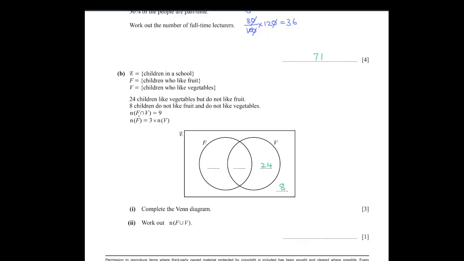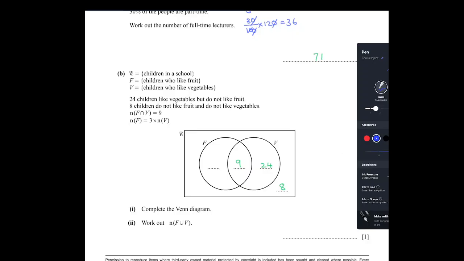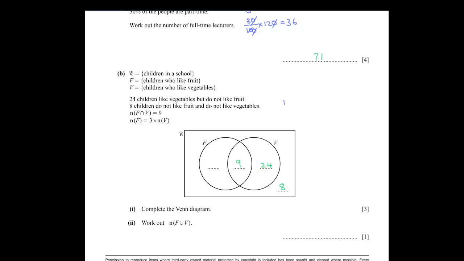Then n of F intersection V. Intersection is the common area. So that is 9, that should be here. Now the number of students who like fruits is 3 times the number of students who like vegetables. So n of V is 33, because this sum includes the students who like fruits also. So you should do 24 plus 9, in brackets.